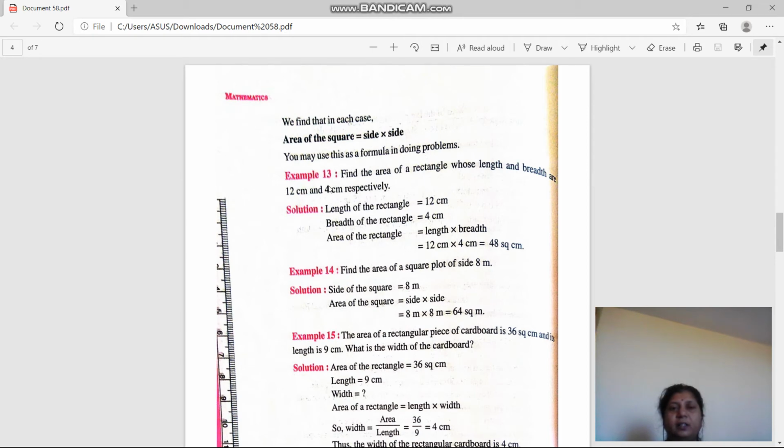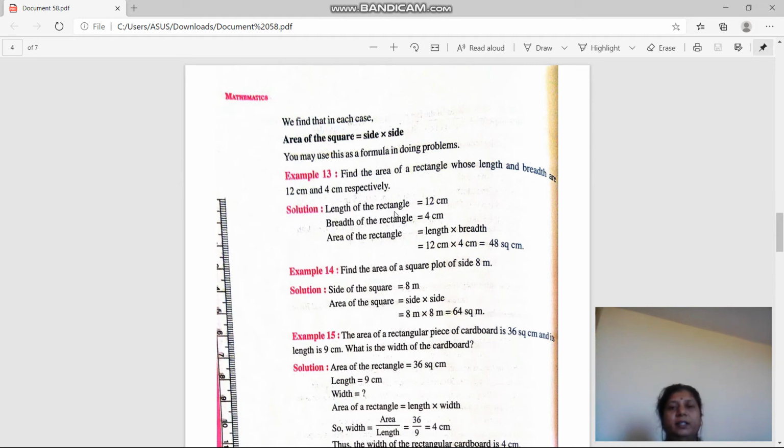So let's start the exercise. So it is the solved examples given in the book. First of all we will discuss it and then solve the exercise. Find the area of a rectangle whose length and breadth are 12 centimeter and 4 centimeter respectively. So what do we have to find here? Area of rectangle. What is given here? Length and breadth of the rectangle are given. So first of all we have to write the given things.